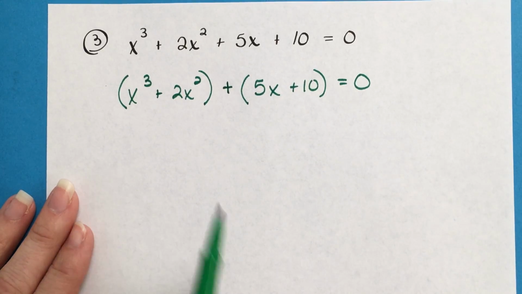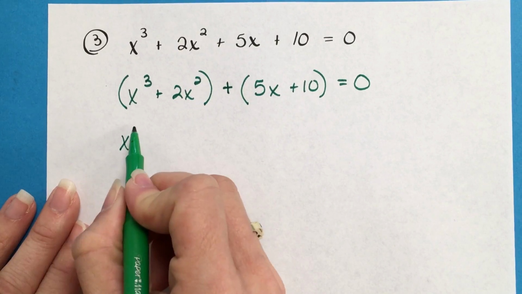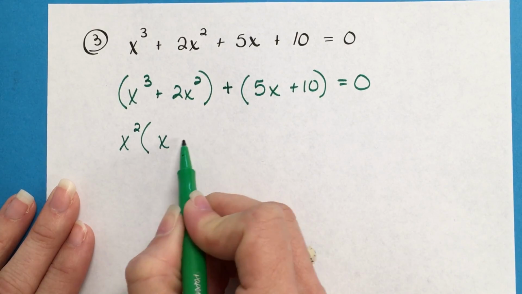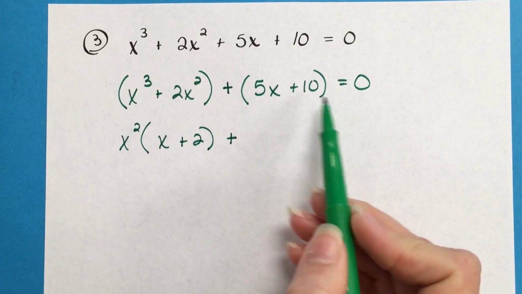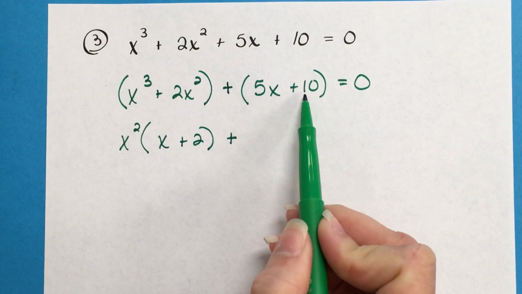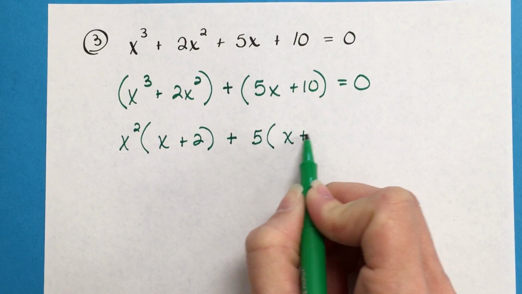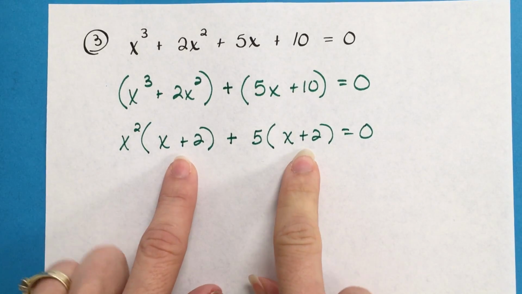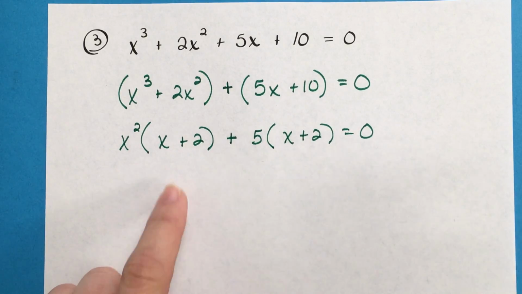Okay, so now look, these two have an x squared in common. So you're going to bring out the x squared, and that's going to leave you with x plus 2. Now with here you have a 5 that's in common, so you're going to bring out the 5, which will leave you with x plus 2. Now the thing about grouping is these two parentheses have to be the same. If they're not, then you've done something wrong, okay?